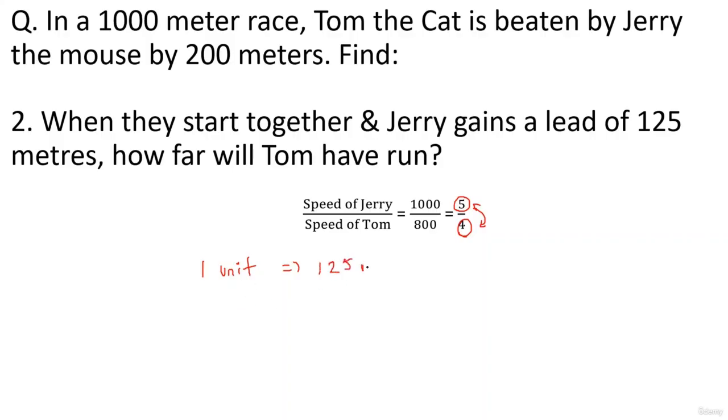Okay, they are asking how far will Tom have run? So understand, 1 unit is the extra distance, the gap which Jerry covered, right? Which is given as 125 meters. So if 1 equals 125 in this case, then how far will Tom have run? Tom will have run 4 units, meaning 4 times. The answer will be 500 meters.